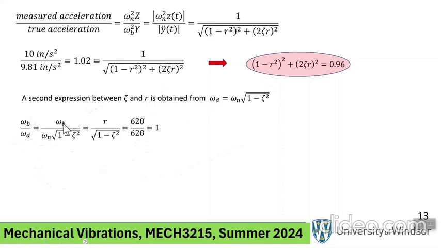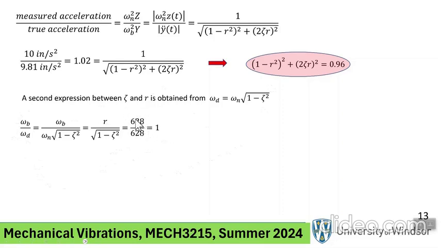Now, notice that we have omega b over omega n. Isn't omega b over omega n just R? Omega b over omega n is just R. Frequency ratio. Square root of 1 minus zeta squared equal to, we know that our omega b was given in the problem statement. The engine is running at 628 rad per second. We were told that our damped natural frequency is 628. So this ratio is 1, okay?